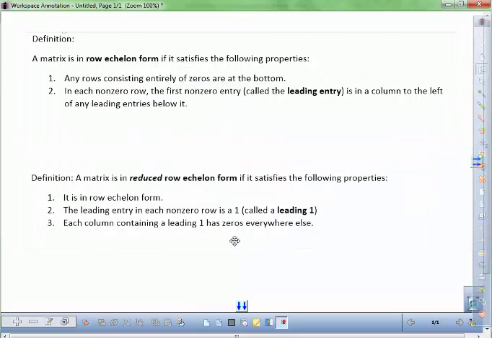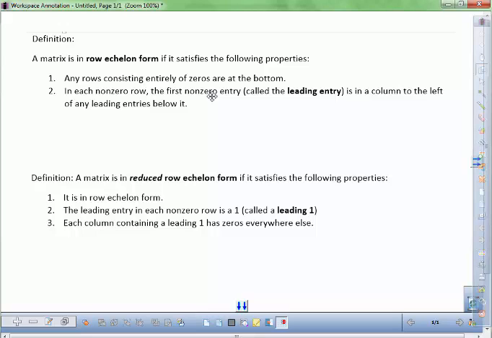A matrix is in row echelon form if it satisfies the following properties. If you have any rows that consist entirely of zeros, they're all the way at the bottom. We don't want them in the middle or on top. And in each non-zero row, the first non-zero entry, called the leading entry, is in a column to the left of any leading entries below it.